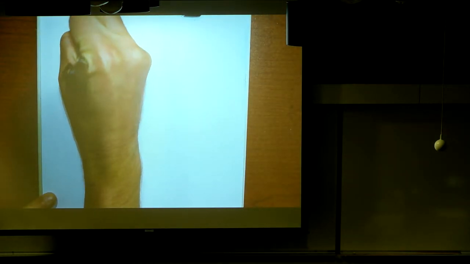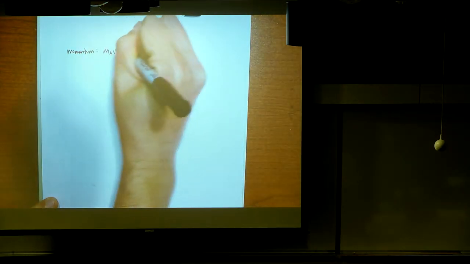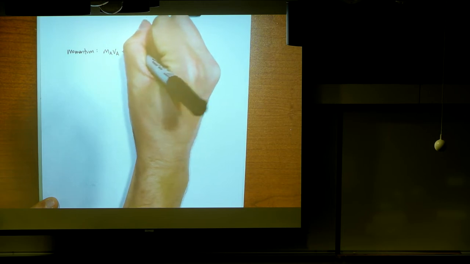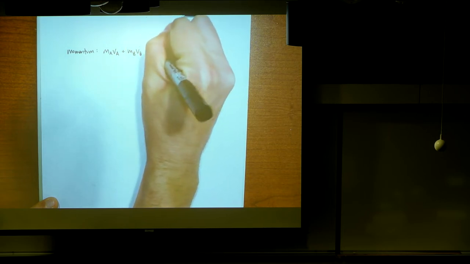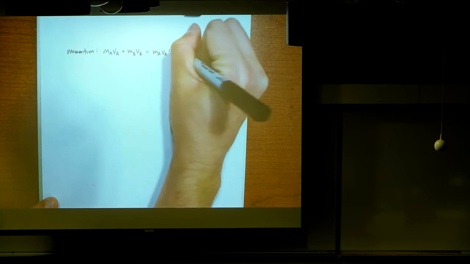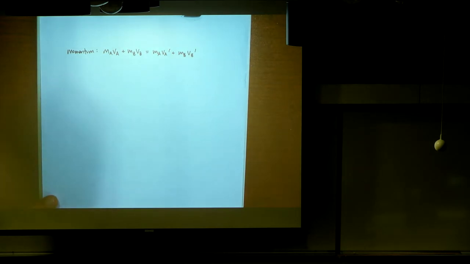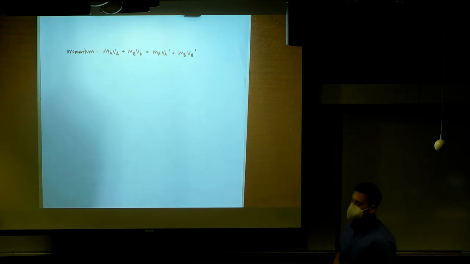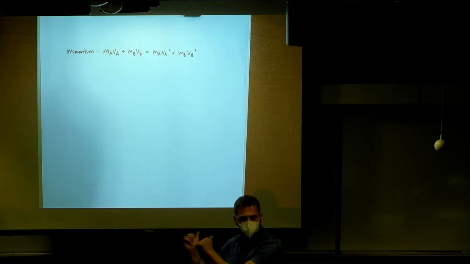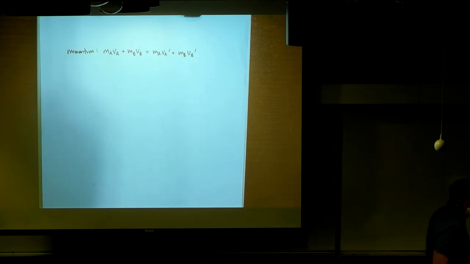All right, so just copying down what we originally stated, we have a momentum equation, which states ma times va plus mb times vb equals ma va prime plus mb vb prime. Here's what I'm going to do with that. I'm going to simply rearrange the terms a little bit, where I want to put all the A stuff on the left side of the equation, and I'm going to put all the B stuff on the right side, okay?